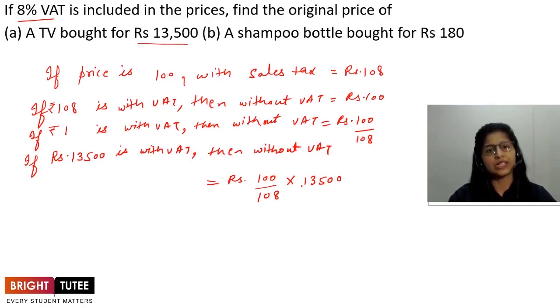So what we have to consider in questions like this, you consider the price as 100 without VAT, and when you include 8% of VAT, then definitely it will be 108. We'll add 8 into it. Now if 108 is with VAT, then without VAT the money is rupees 100. Then we calculate it for 1 and then for 13,500.